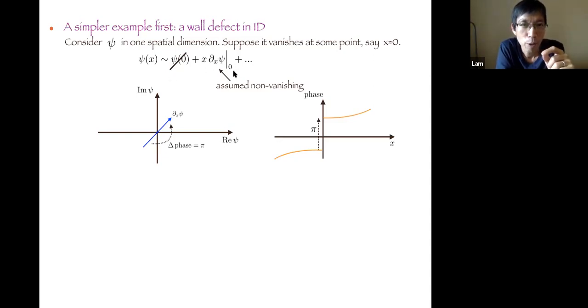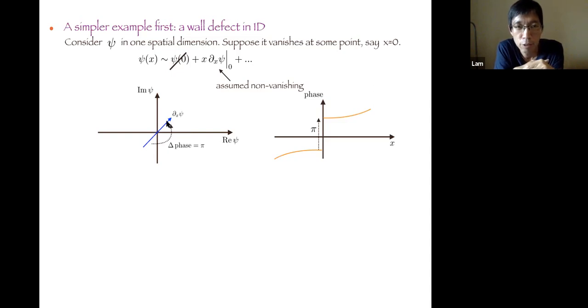So remember the wave function is a complex quantity. So here I plot the imaginary and the real part of the wave function. And imagine I go along the x-axis from x negative to x positive, crossing 0. The wave function, if you plot it properly, will move along this blue arrow. This blue arrow basically represents the gradient, the first gradient of psi evaluated at the origin, right? The wave function will cross from somewhere here, cross 0 and emerge on the other side.